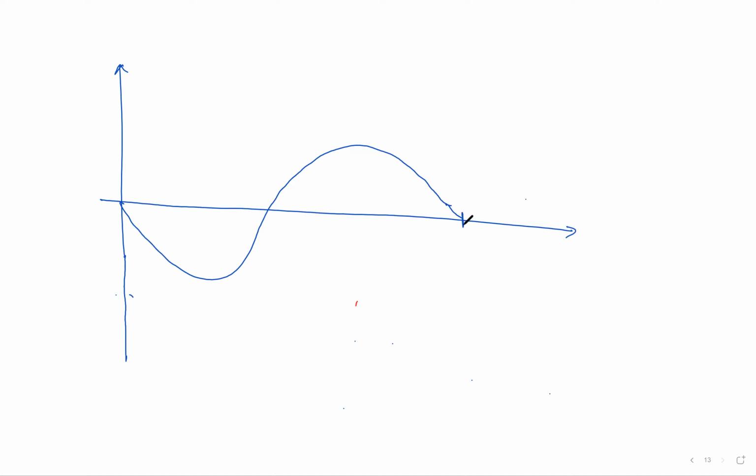So since this is sine x over 2, this one will be 4 pi. This one will be 2 pi. So you will have one full cycle within 4 pi. Usually it's within 2 pi, right? But because of this, it's now expanded. It's being stretched. Hope you can see that.